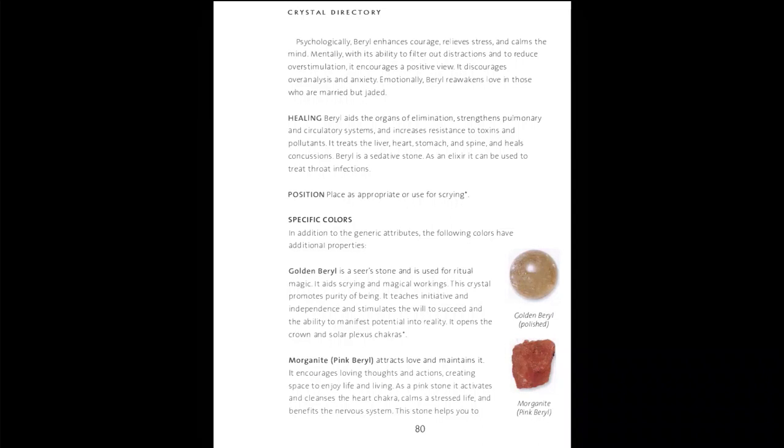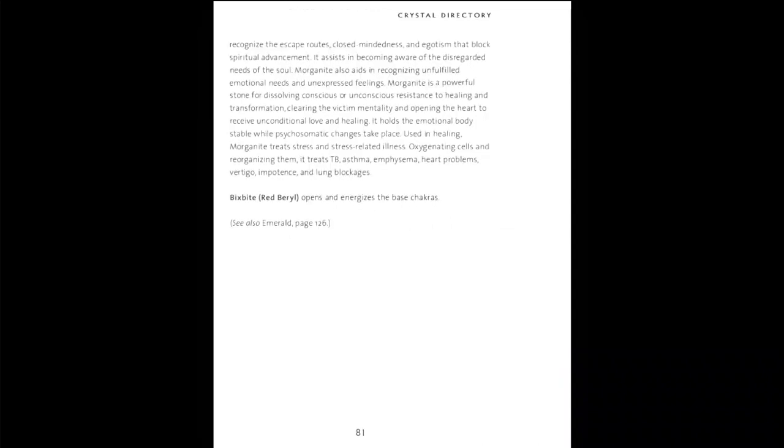Morganite, pink beryl, attracts love and maintains it, and encourages loving thoughts and actions, creating space to enjoy life and living. As a pink stone, it activates and cleanses the heart chakra, calms a stressed life, and benefits the nervous system. This stone helps you to recognize the escape routes, closed-mindedness, and egotism that block spiritual advancement. It assists in becoming aware of the disregarded needs of the soul. Morganite also aids in recognizing unfulfilled emotional needs and unexpressed feelings.